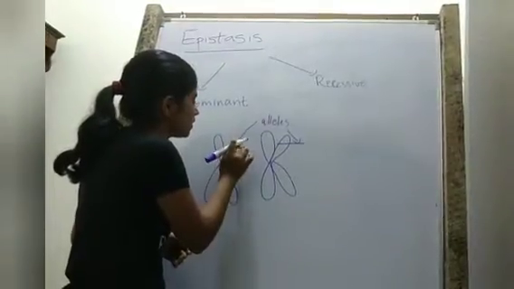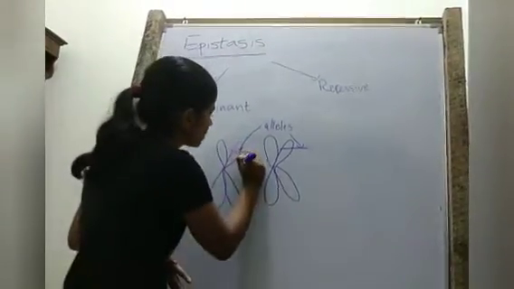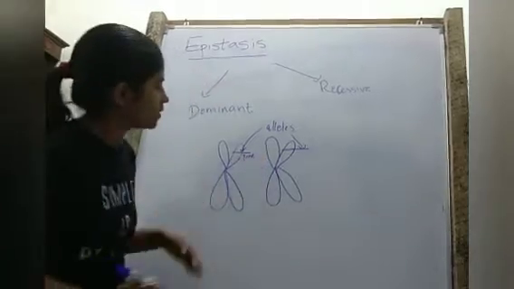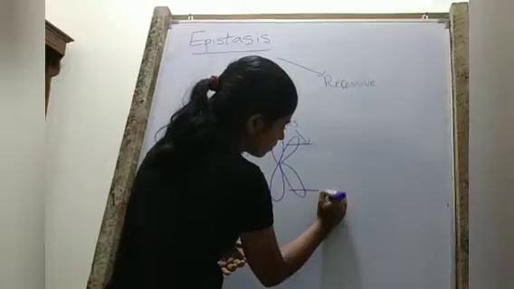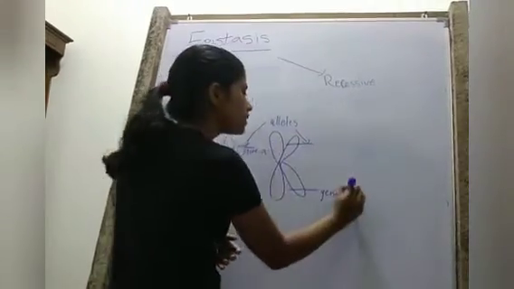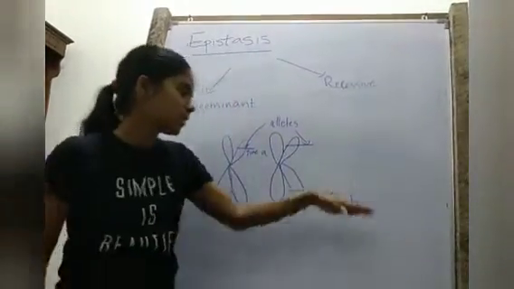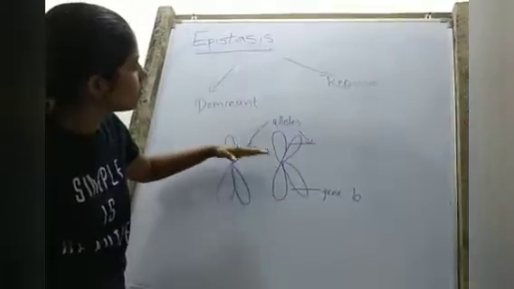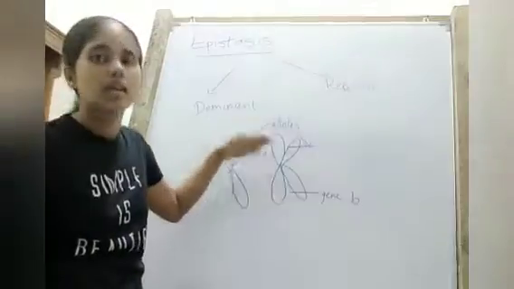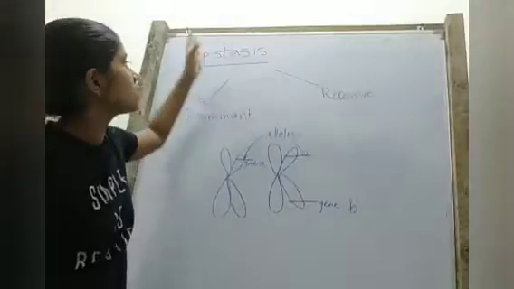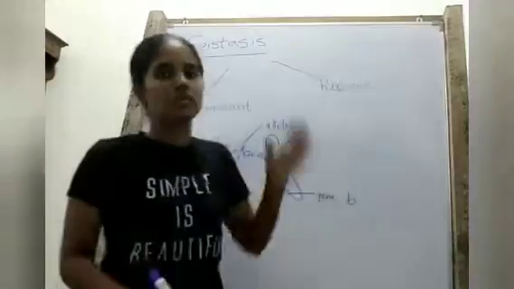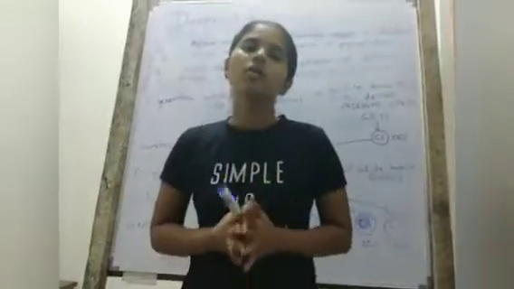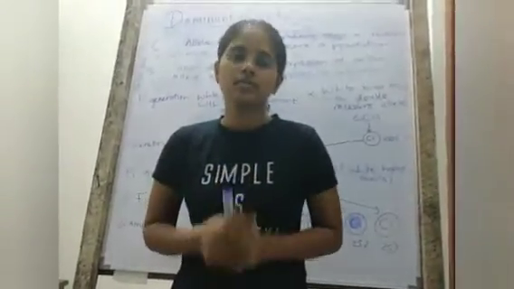So if we consider this gene at this location, we consider another gene at a different locus. This is gene A, this is gene B. This gene B can affect the phenotype given out by gene A. So that is what is meant by epistasis. So let's look at dominant and recessive epistasis. Now we are going to discuss dominant epistasis.